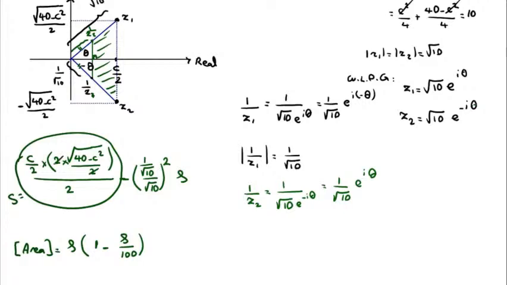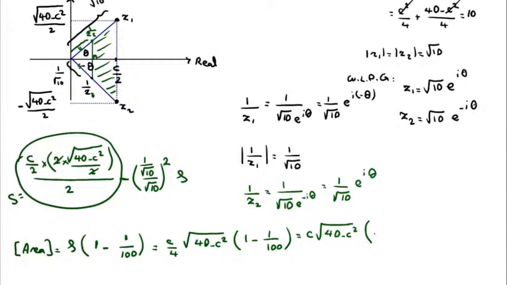So let's simplify, 2 will be cancelled. 2 times 2 will be 4. Here it is. We factor out S. It will be 1 over 100. It will be C over 4 for S times 40 minus C squared. It will be this times 1 minus 1 over 100. And if we calculate, it will be C times square root of 40 minus C squared times what over 400? 100 minus 1, 99.